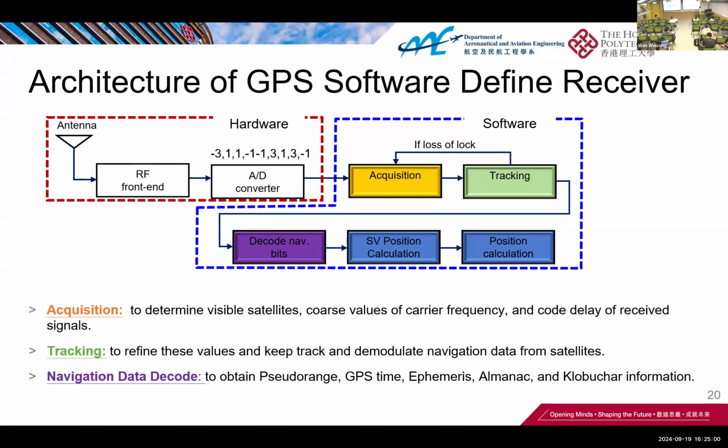For the tracking module, it is going to refine these values, keep tracking, and demodulate the navigation data from the satellite. Refine means refining the code delay and carrier frequency. Demodulate means to decode the data of the satellite position. Then the navigation data decode gets, for example, the GPS time and so on. Those things are all based on the first two modules. Based on this, you can get the measurements from the satellite and finally do the position calculation.